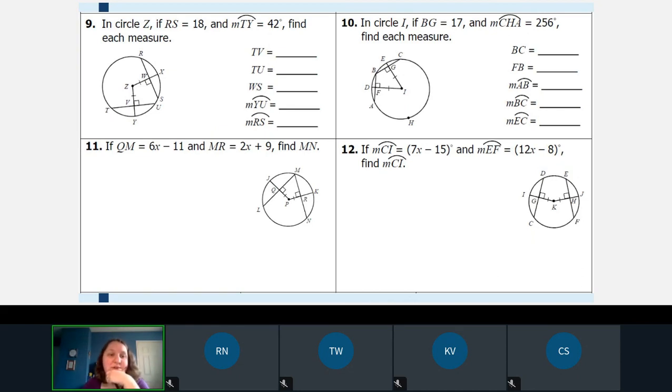All right, number 9. It says in circle Z. Okay, we name a circle by its center. So I call this circle Z because the point in the middle is Z. In circle Z, RS equals 18. The measure of arc TY is 42 degrees. And we're going to find all these missing things.